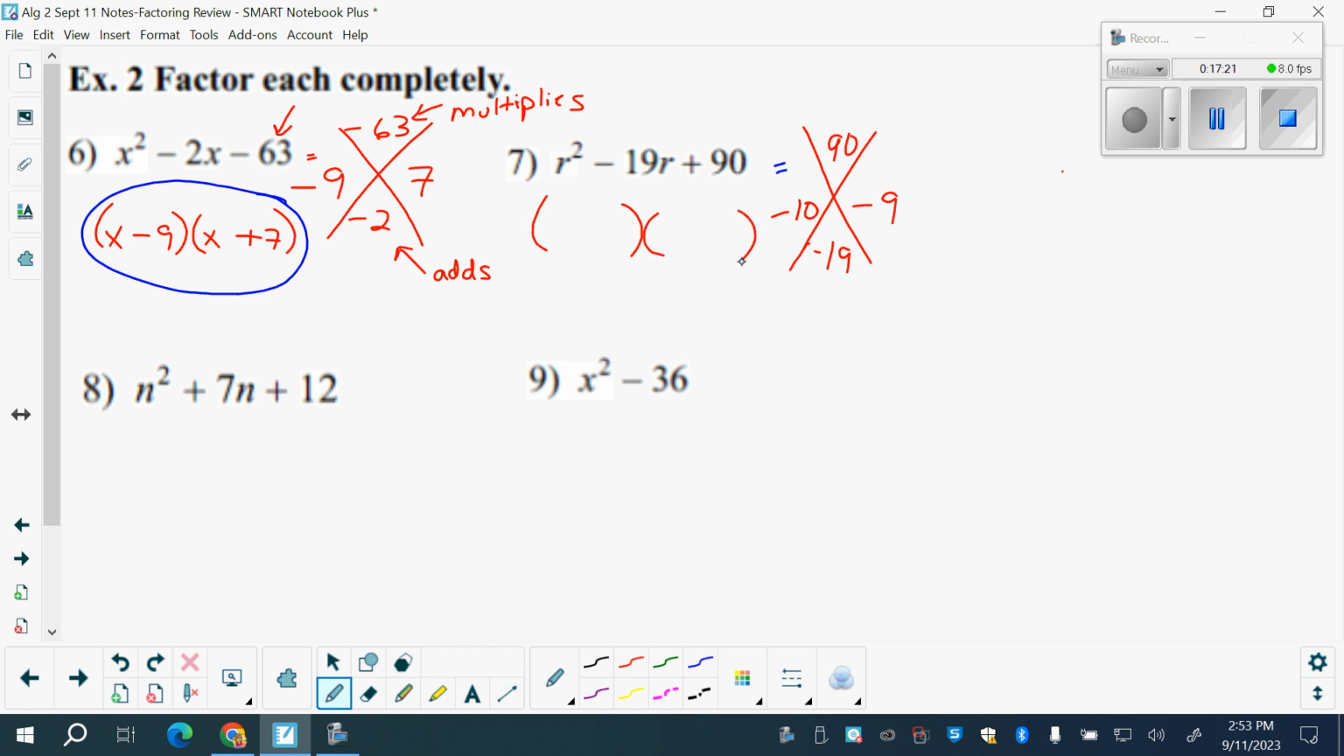So what would our factors be? Nice. Good. And could we switch that order? Did we write it as r minus 10 times r minus 9? Yes. Okay, any greatest common factor on number 8? No. We're going to use our x to organize what goes on the top, what goes on the bottom.